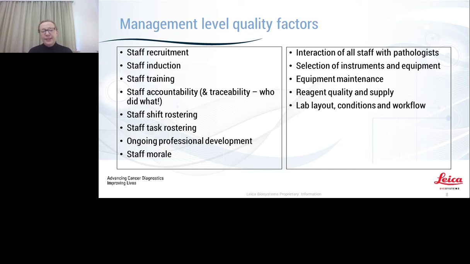There's staff recruitment, staff induction and training. There's staff accountability and traceability, who did what and when. Staff shift rostering to make it more interesting for people and also to rotate staff through. Staff task rostering, ongoing professional development, staff morale. Interaction of all staff with pathologists or senior scientists, selection of instruments and equipment, equipment maintenance, reagent quality and supply, lab layout, conditions and workflow.